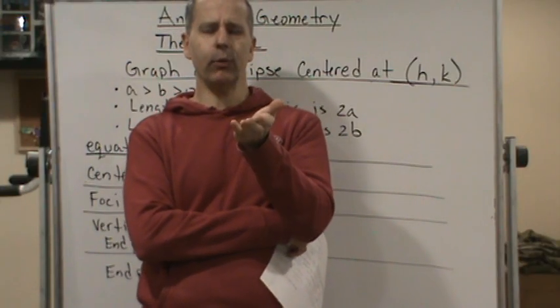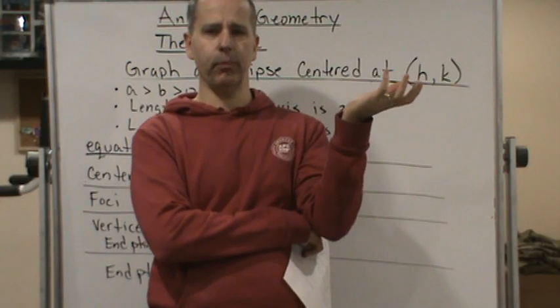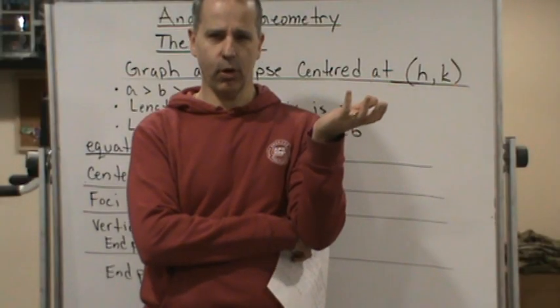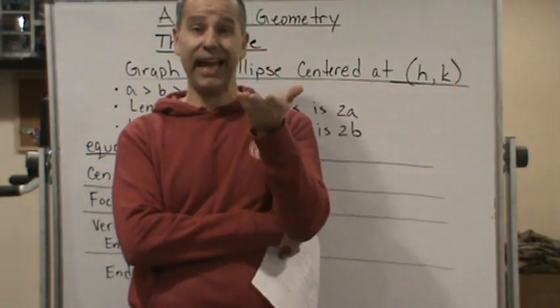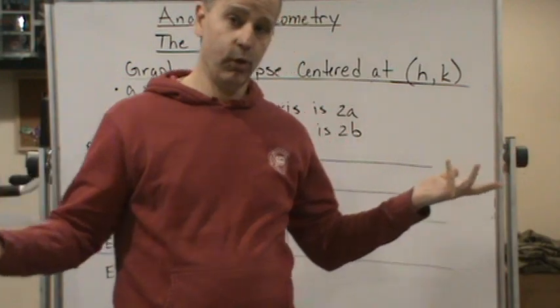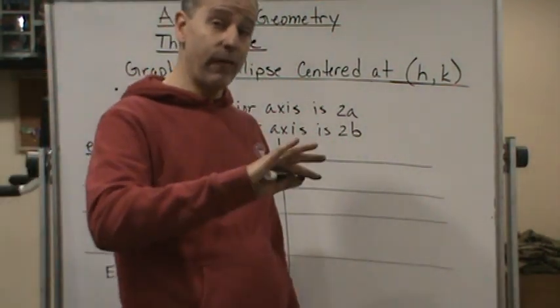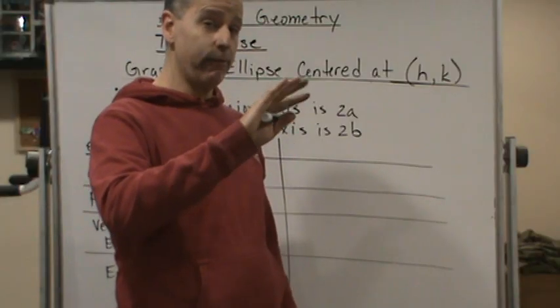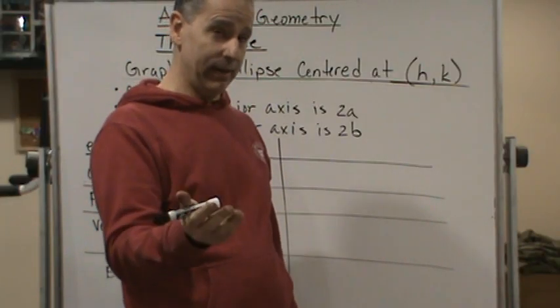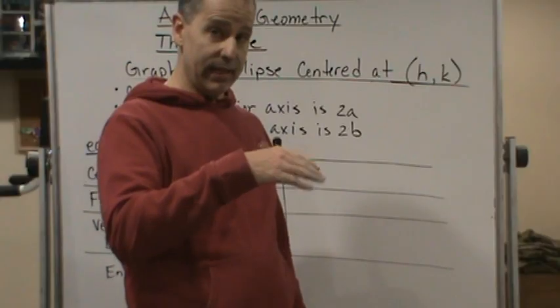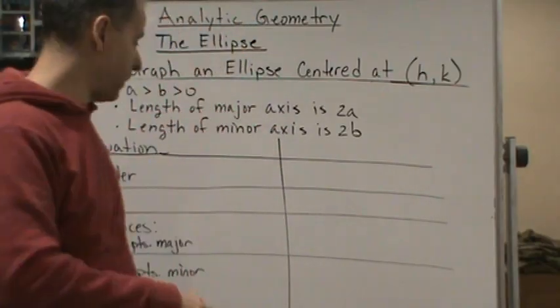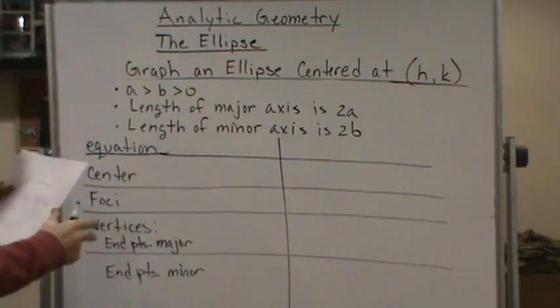What did we do when we moved the circle away from the origin? Well, we just added an h and a k, right? So that's what we're going to do with the ellipse. We're just going to add h and k to the mix, which is going to affect the way we calculate the foci location and the vertices. So again, just pay attention to what we're doing here.